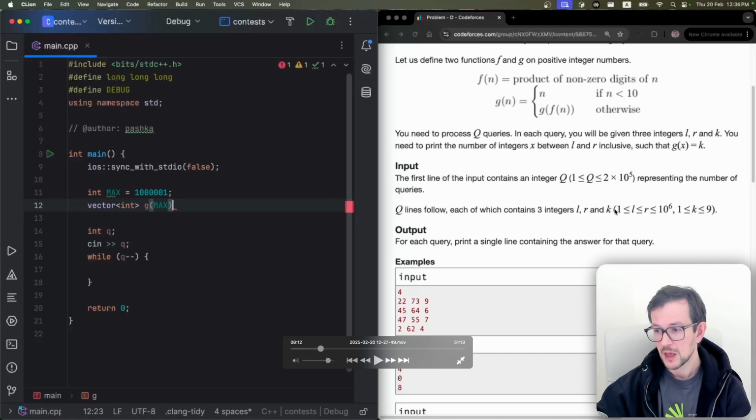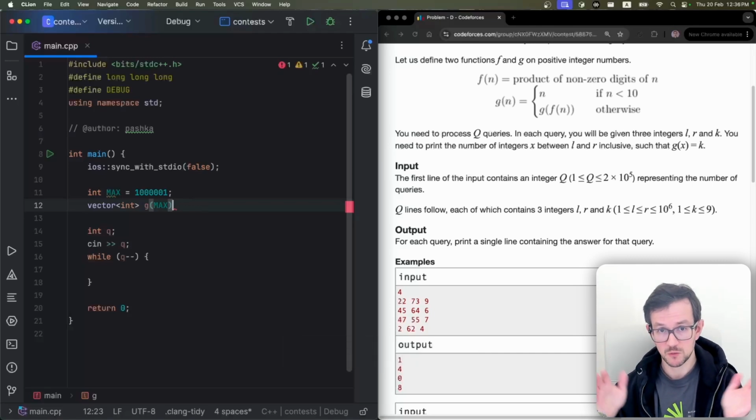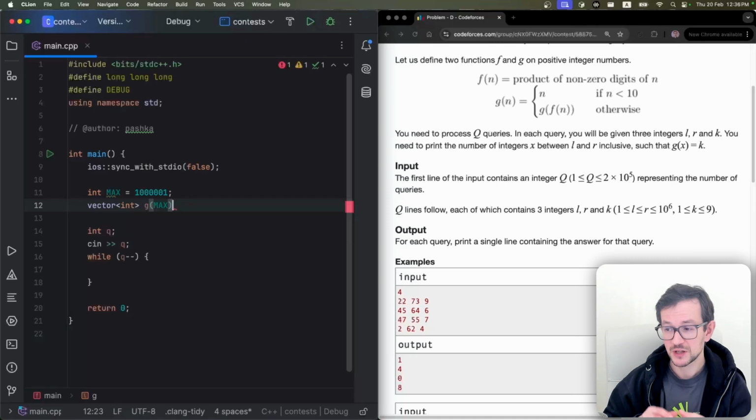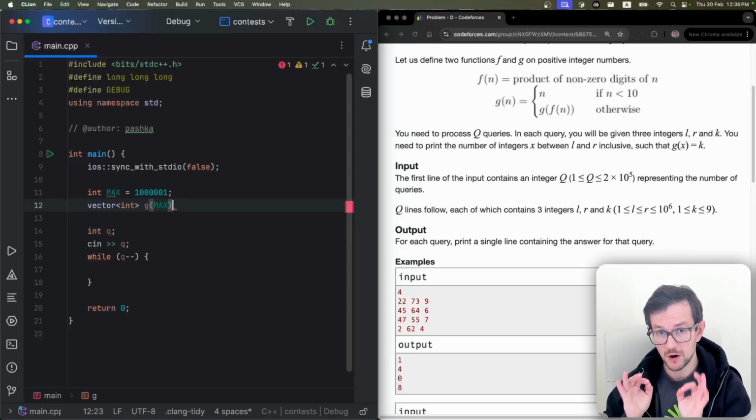And here L and R, so the length of my segment is up to a million. So you can't answer all the queries just naively. But L and R are up to 10 to the power 6, up to a million. A million is not that much actually. You can iterate over a million values. You can have an array of size a million. So a million is not scary. You can have an array of size a million and it's not a problem.